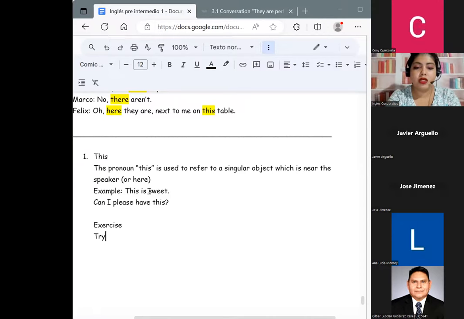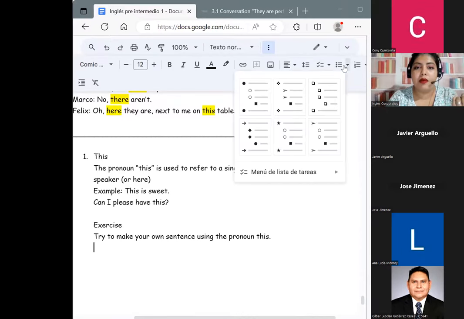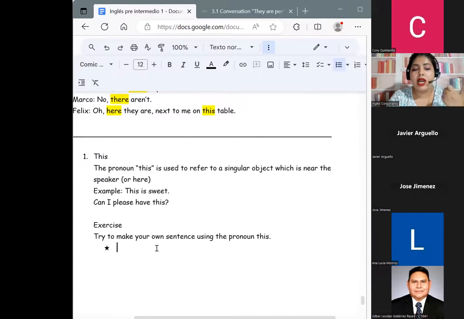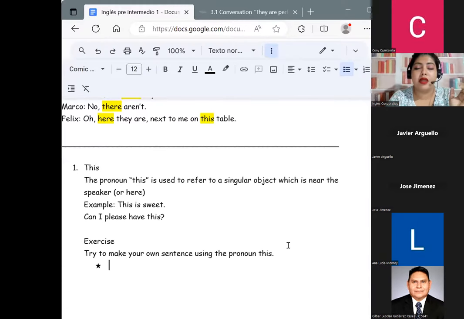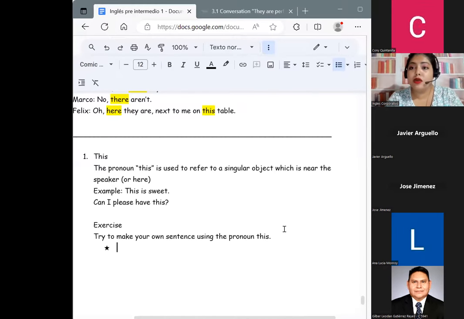Try to make your own sentence using the pronoun this. Vamos a hacer nuestras propias oraciones utilizando el pronombre this. Vamos a tener un par de minutos, like 4 minutes, and you are going to write your sentence on the chat, and then I'm going to make a list of sentences using this.